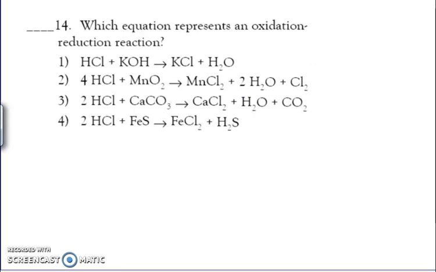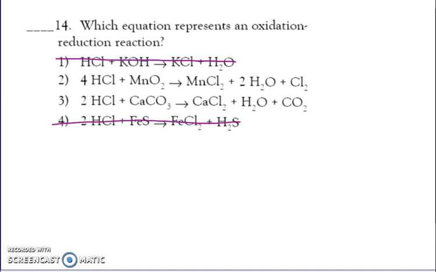Which is an oxidation reaction? First of all, in these kinds of reactions, get rid of your double replacements. Double replacements are definitely not redox. The bottom one is a double replacement. Now, what you're going to do is look for your single replacements. Single replacements are redox reactions. But we don't have a single replacement.